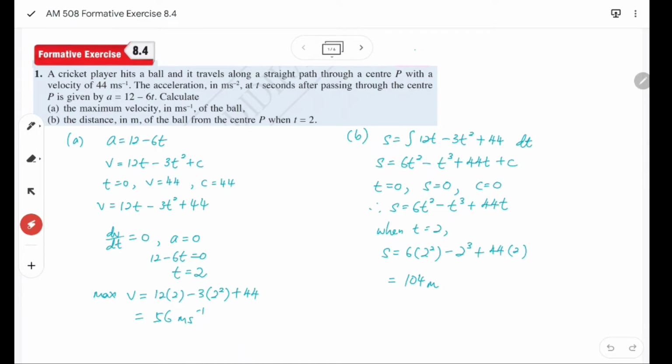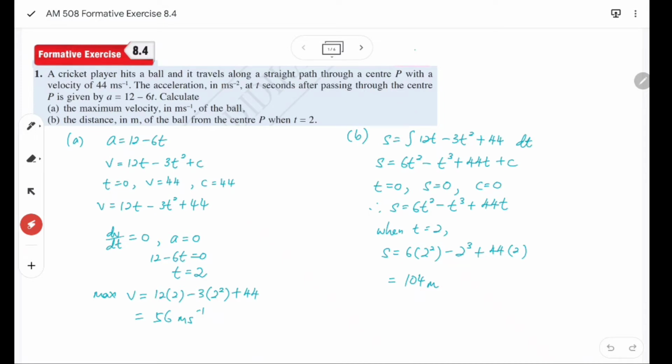So, when we want to get maximum velocity and we are given the function of a equals to 12 minus 6t, first, we need to get the velocity function. So, we integrate 12 minus 6t with respect to t, and we get v equals to 12t minus 3t squared plus c. Second, when t equals to 0, the velocity is 44 meters per second. Therefore, c equals to 44. So, the complete function of v is v equals to 12t minus 3t squared plus 44.